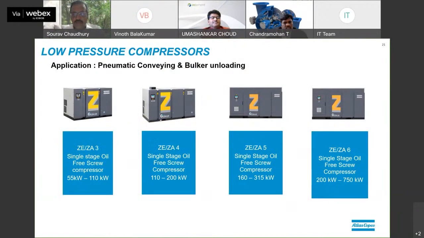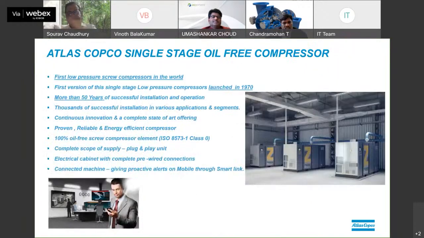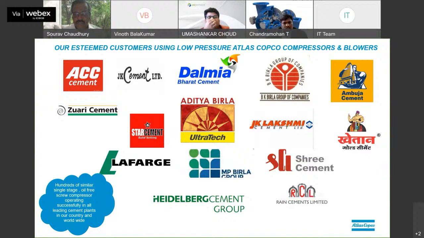These are compressors which are typically available from 55 kilowatts and as big as 750 kilowatts. More than thousands of these machines are working in various plants across India and across the world. It's a very successful, reliable, proven machine. These are all plants which are already using it. Most of the leading cement plant manufacturers have already started understanding this and using this.